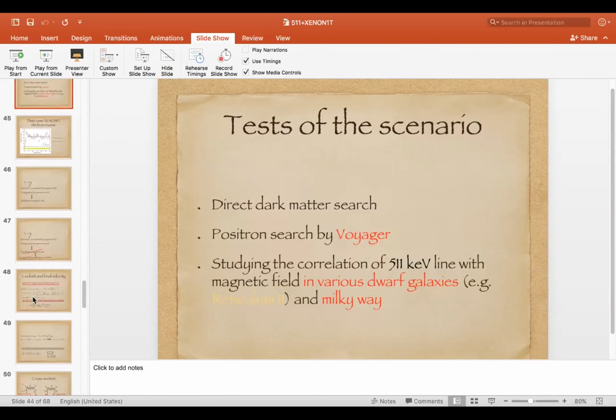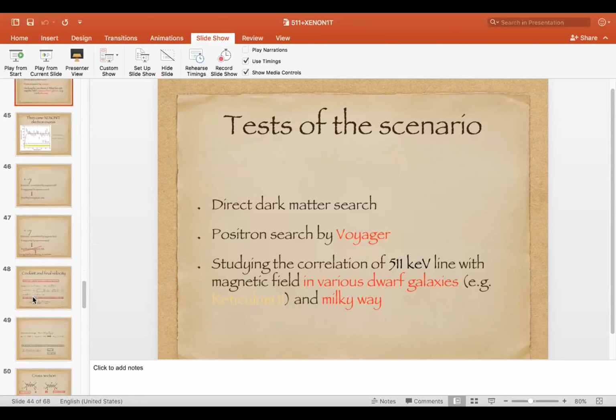Okay, the scenario has many interesting predictions. First, it can be tested by direct dark matter search, and then we predict some flux of positrons which can be detected by Voyager. More interestingly, if you remember, the density of C particles depended on the magnetic field in the galaxy. So the intensity of the 511 keV line will be correlated with the magnetic field in a galaxy or dwarf galaxy, and this correlation can be tested.